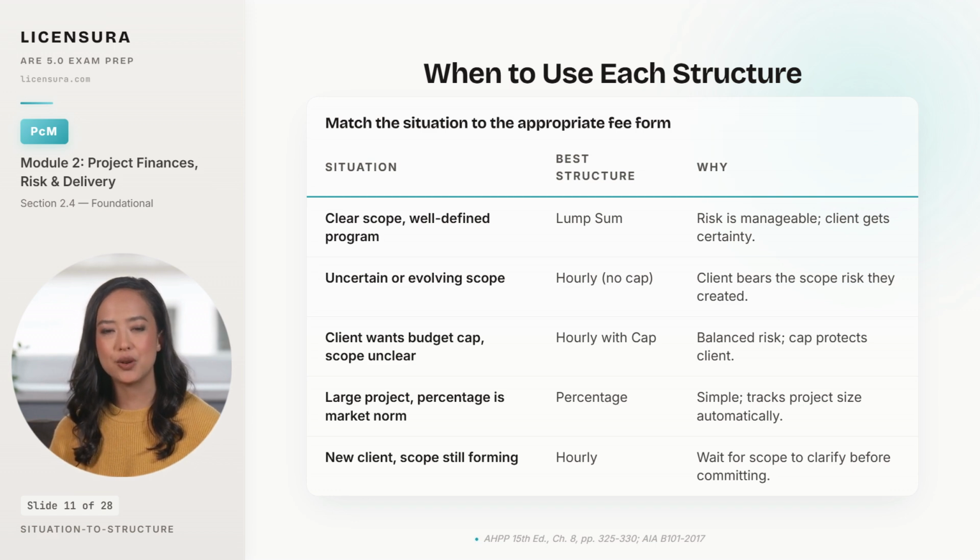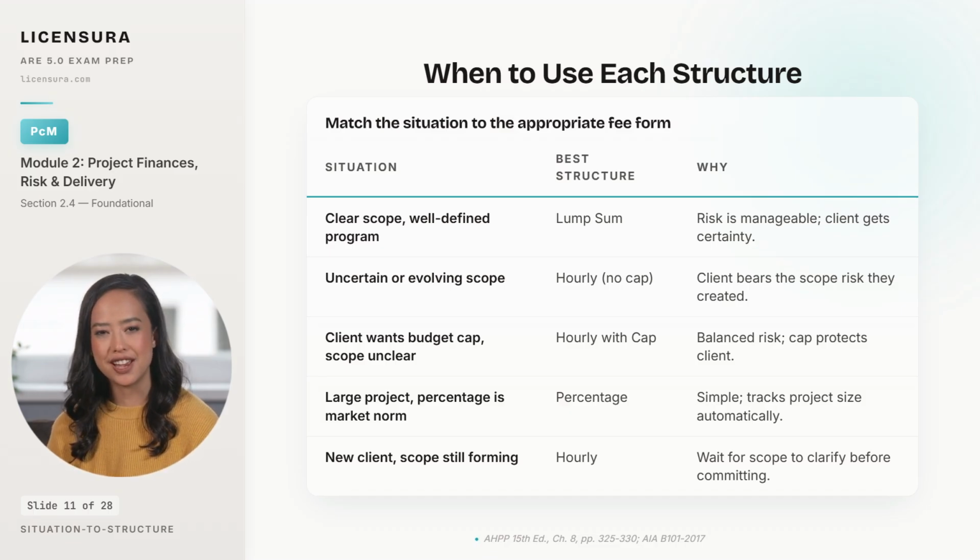When the scope is genuinely uncertain or the project is evolving, hourly without a cap is the right answer. The client bears the scope risk they created by not pinning the project down. When the client wants a budget cap, but the scope is still unclear, hourly with cap is the balanced answer. The architect bills time normally up to the cap, and the cap protects the client from a runaway estimate.